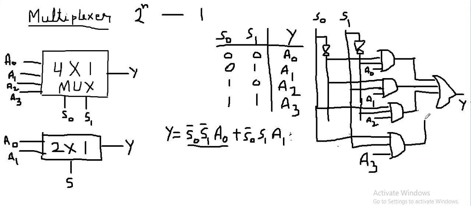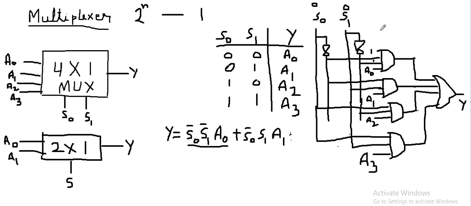So let me explain once again how these operations will work. When the value of S0 is 0, right, and S1 is 0, then A0 is going to be selected. How will it happen? Because S0 is 0, so 0 will become 1 here, then S1 is 0, so it will become 1 here, because these two inputs are from these NOT gates. So we feed 0, 0, but it becomes 1, 1 here, right? So when it becomes 1, 1, this line is going to be selected, because all the others will be 0.